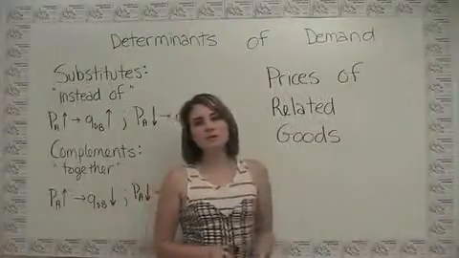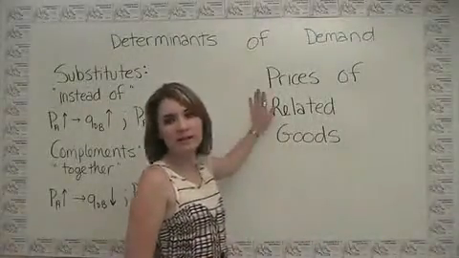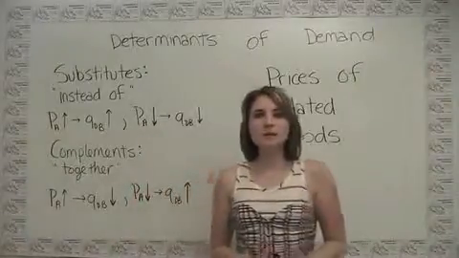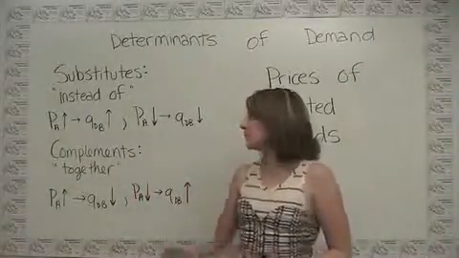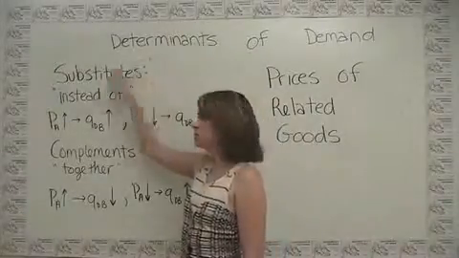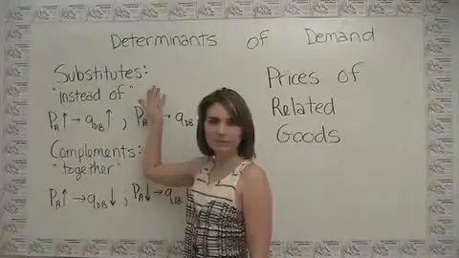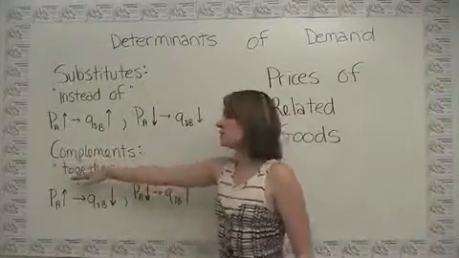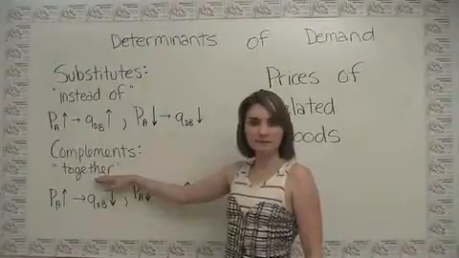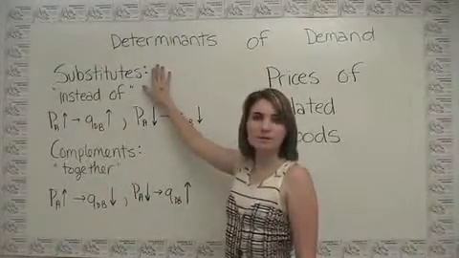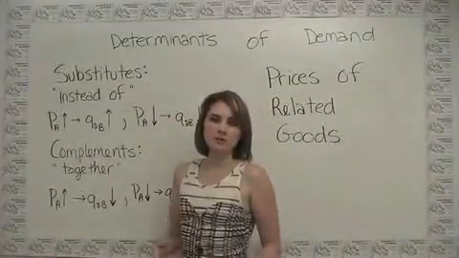The third determinant of demand is the prices of related goods. Now we say that there are two ways in which goods can be related. They can either be substitutes. We can think of these as goods that are consumed instead of one another, or they can be complements. And we can think of these as goods that are consumed together. Just to give a very simple example of substitutes, you can think of Coca-Cola versus Pepsi.